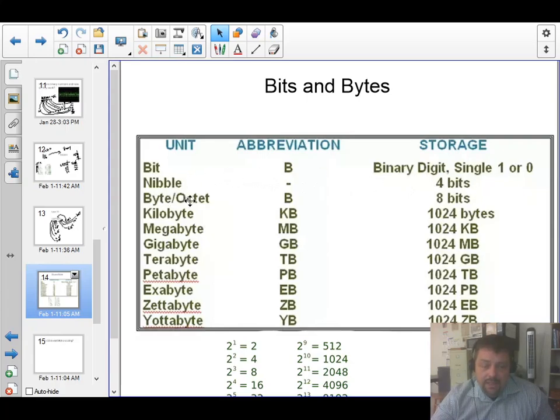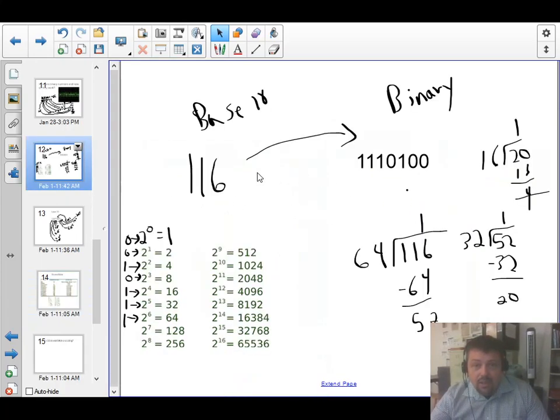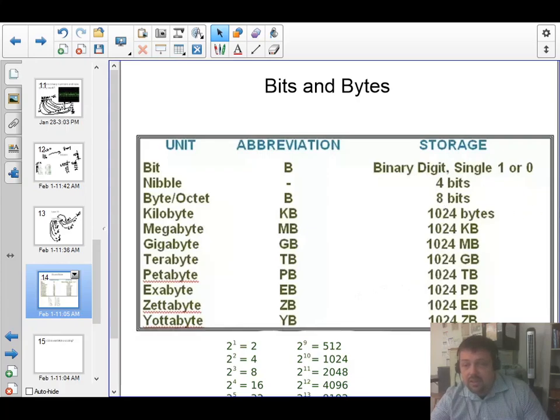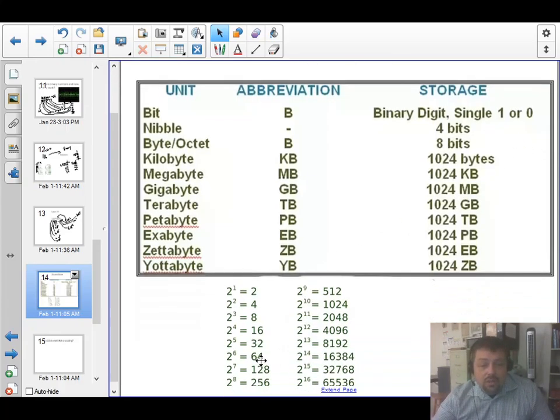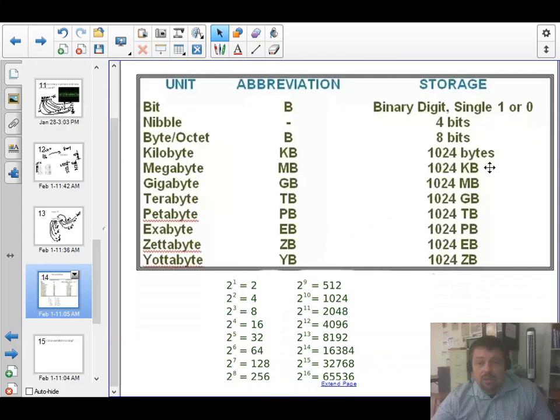And then a byte is 8 bits. So you've heard things described in terms of bits, which are single binary digits, and bytes, which are 8 binary digits. You remember when we described 116, we had to use 7 binary digits to describe it. So this is 8 binary digits that could describe values up to 2 to the 8th power. So this would have 256 possibilities.